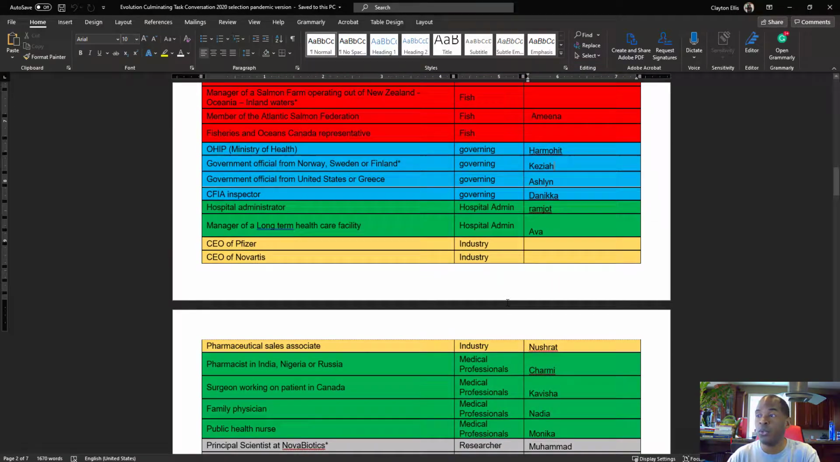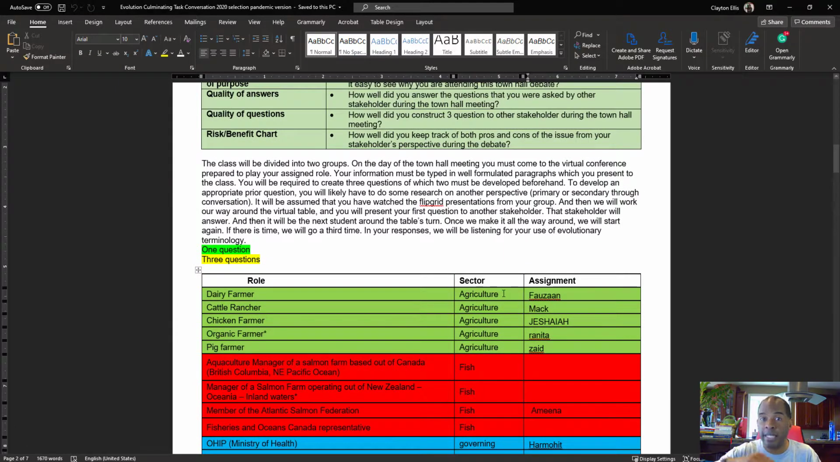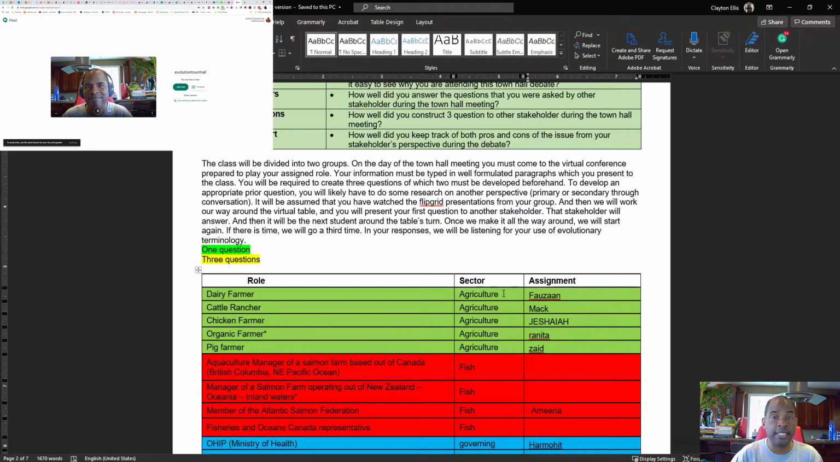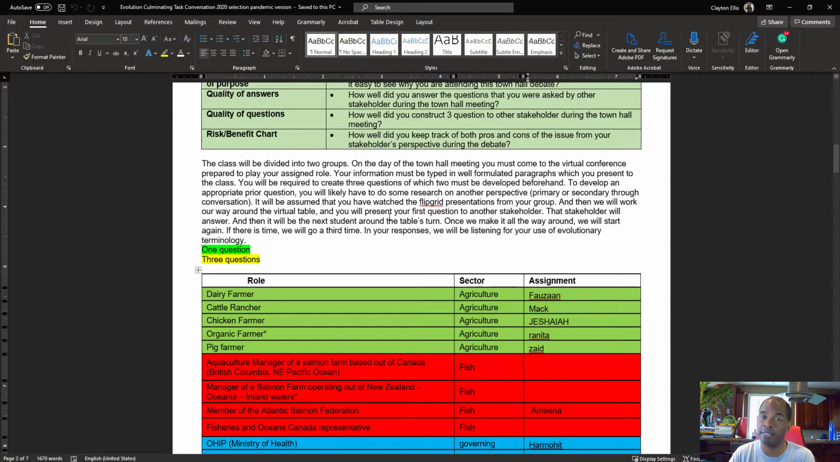Once we make it all the way around once, then we go around a second time. If you're a minimum person, just get the minimum done. You have no second question. If you're a person looking for exemplary demonstration of understanding and knowledge, then you're going to have 2 or 3 questions. And we'll go around the table at least 2 times, probably not 3 in the interest of time. This activity of the town hall should take about 40 to 45 minutes, depending on how engaged you are in the conversation. This is a town hall debate.